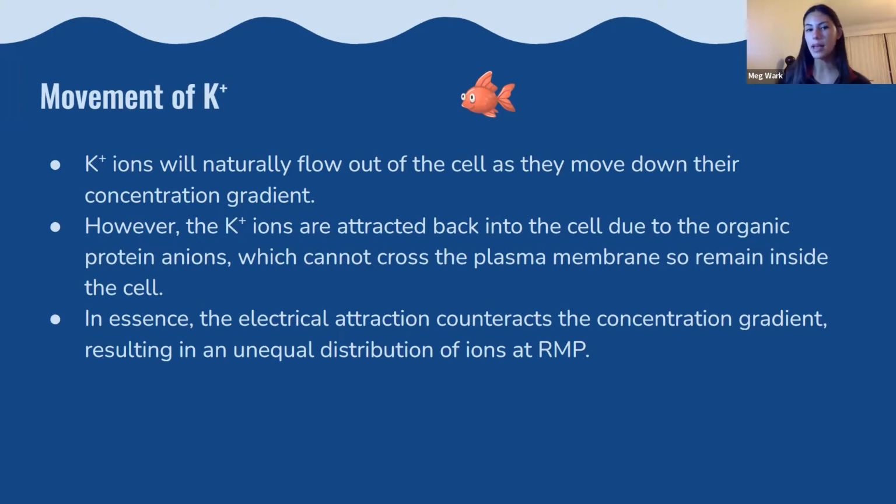However, the potassium ions are attracted back into the cell due to the organic protein anions, which cannot cross the plasma membrane, so remain inside the cell. So essentially you've got all of these negatively charged organic protein anions that are stuck inside the cell, which is making the inside of the cell highly negative. So that's attracting all of the potassium, which is positively charged, back into the cell while it's trying to leave the cell. So what I'm trying to say is the electrical attraction counteracts the concentration gradient, which results in this unequal distribution of ions at resting membrane potential.